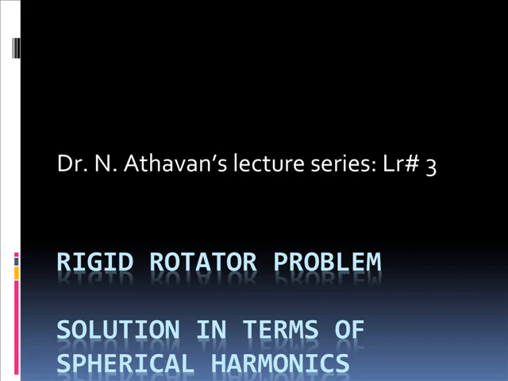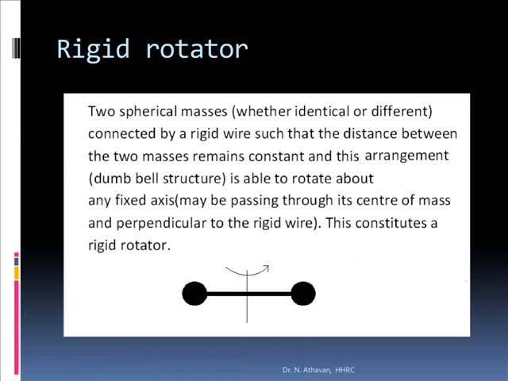The topic of this lecture is the rigid rotator problem and its solution in terms of spherical harmonics. Before getting in, let me describe what a rigid rotator is and why it gets a place in quantum mechanics. The answer to the first question is two spherical masses, whether identical or different, connected by a rigid wire such that the distance between the two masses is a constant. This arrangement, which has a dumbbell structure, is able to rotate about any fixed axis. The axis may pass through the center of mass, perpendicular to the rigid wire. So this arrangement constitutes a rigid rotator.